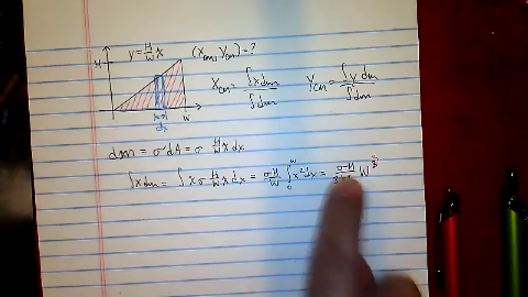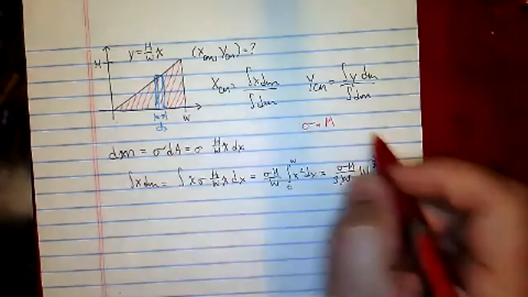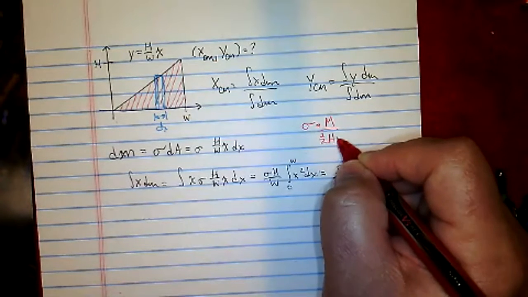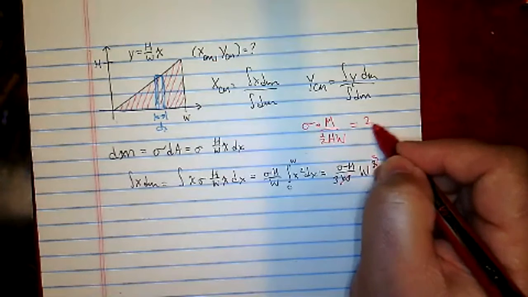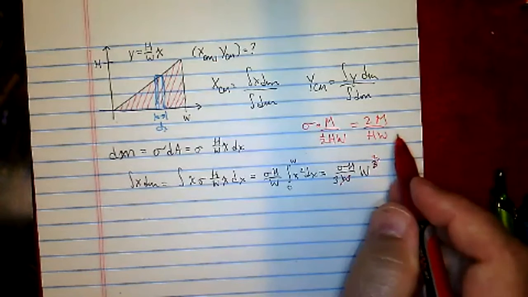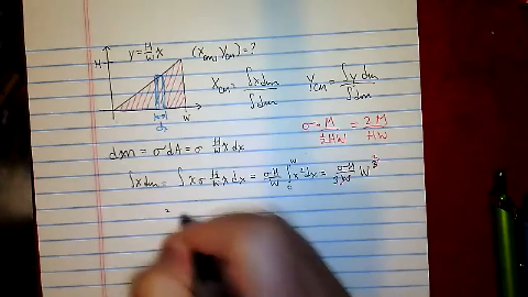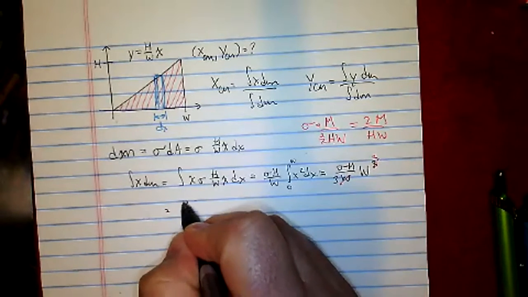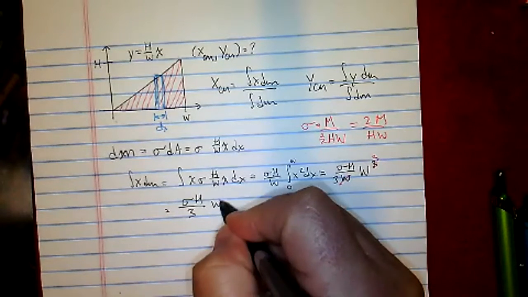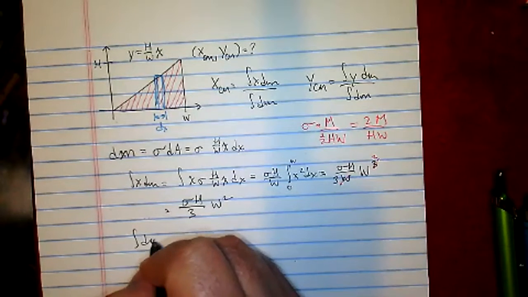In principle, I can go ahead and say that sigma is equal to the mass of the triangular plate divided by 1/2 base times height, which basically is 2m over hw. I could put that in there, but really I don't need to do that. I'm just going to leave it as is. So the integral happens to be sigma h over 3 times w squared. And now I just evaluate the integral of dm.